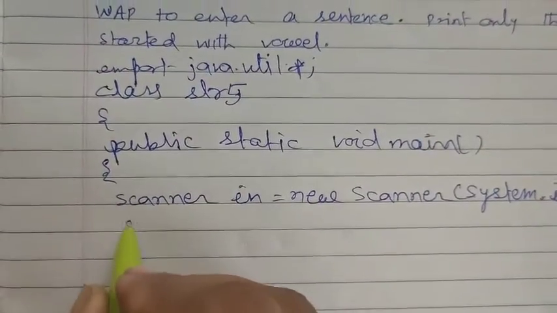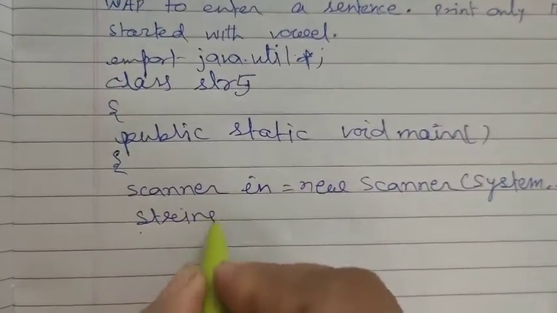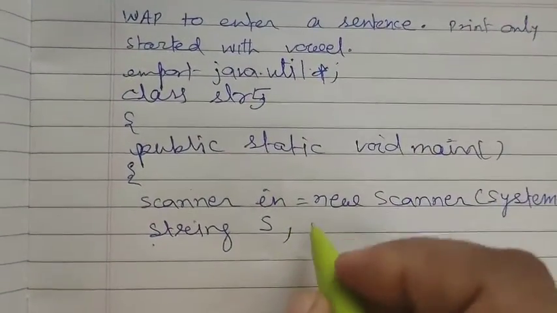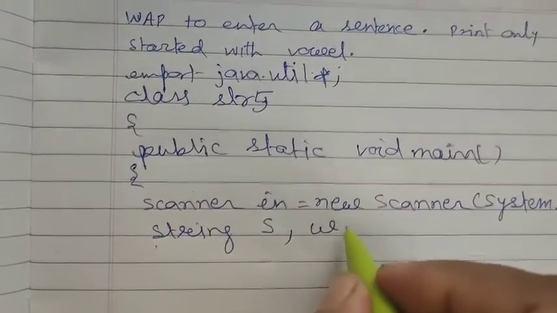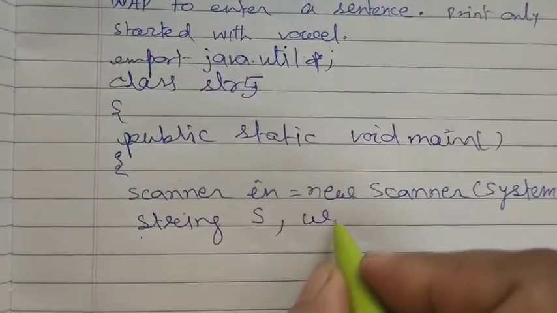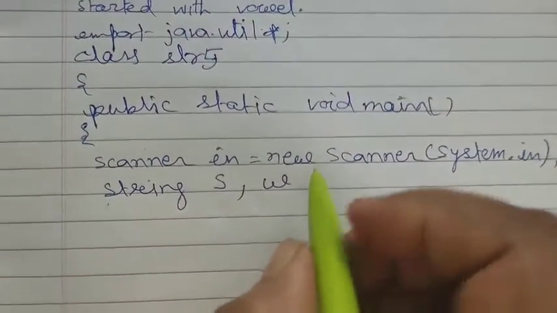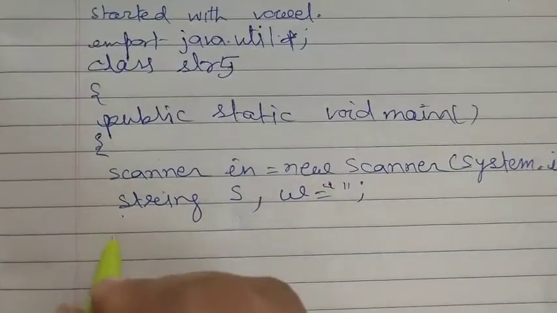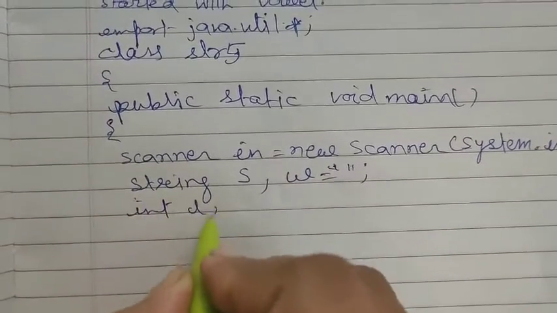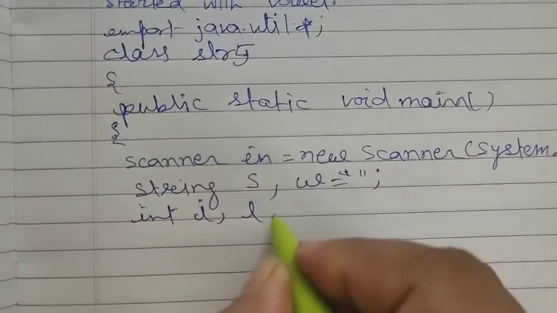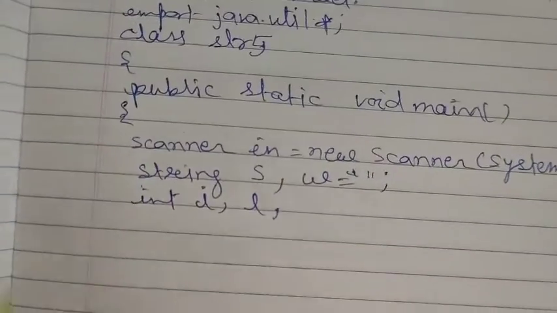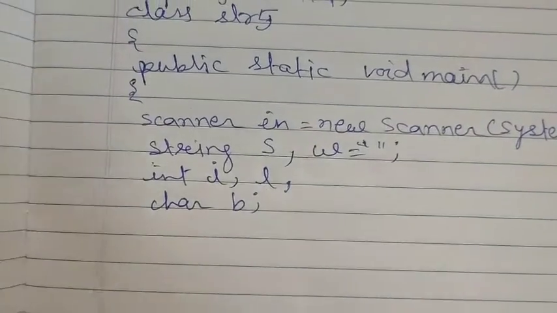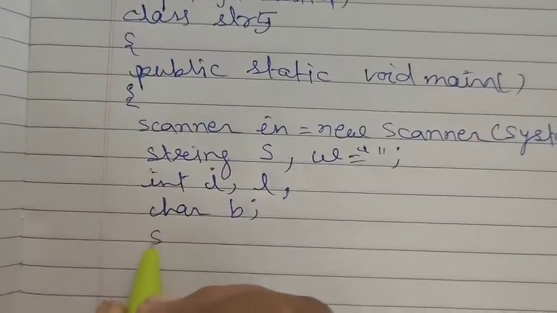After that I will declare the variables, like String s for the first, to store the string, and another one to extract the word, so for that w. Then I will initialize it with a space, and after that I will take int i to run the loop, int l to find the length, and one more variable, char b, to extract the letters.